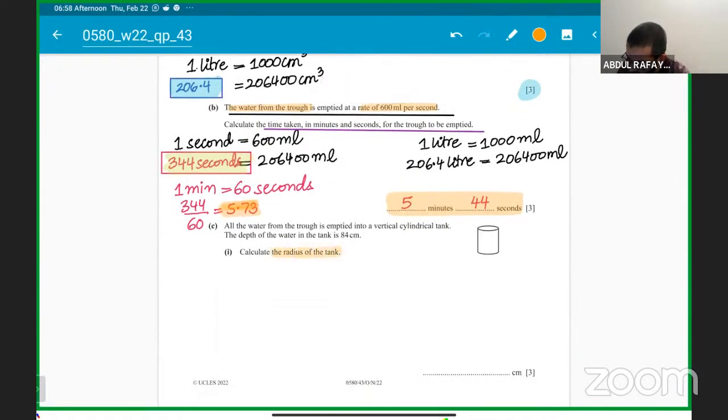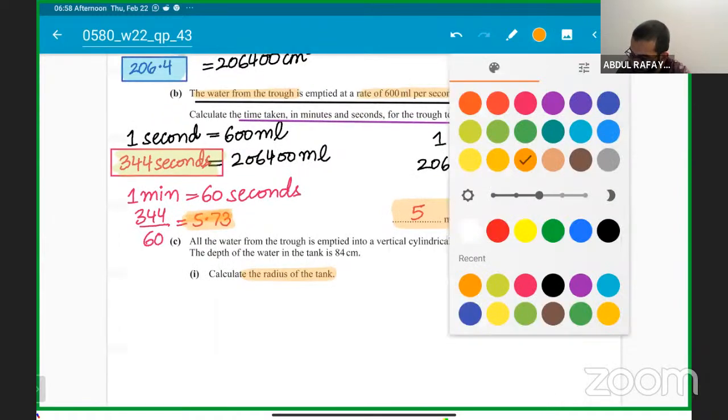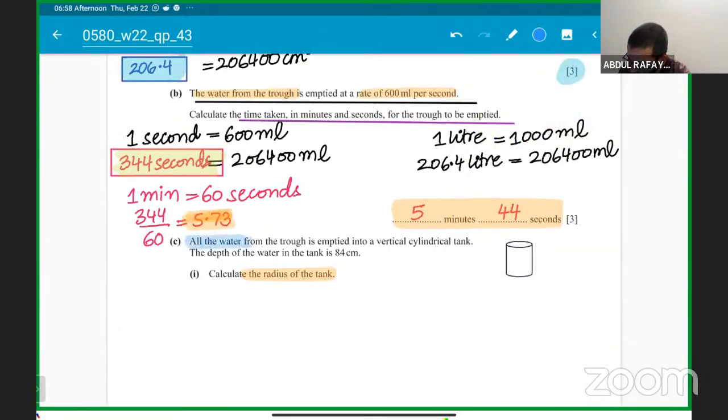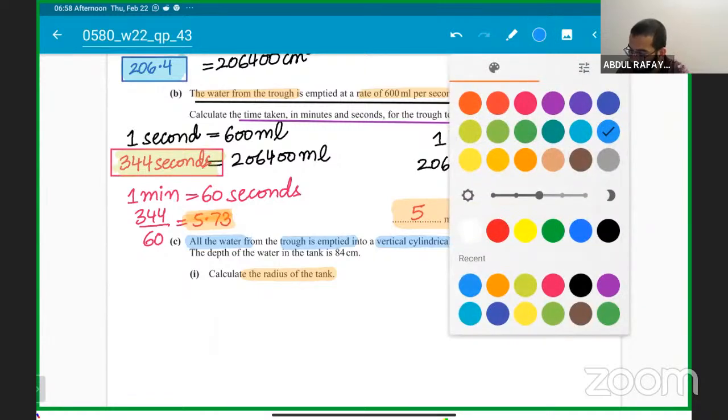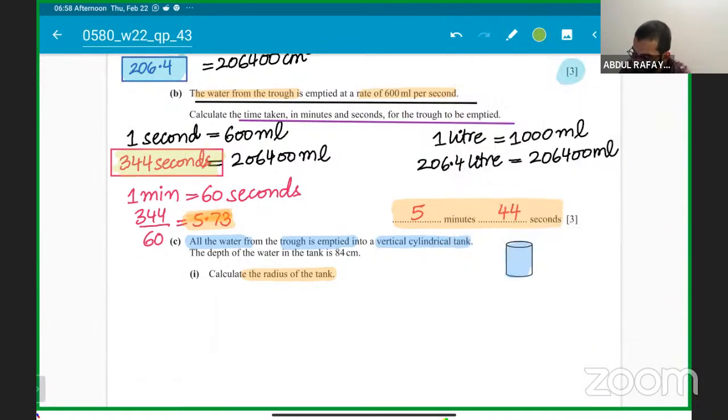Then, very simple. We have to calculate the radius of the tank. Why? Because all the water that we have from this tray is emptied into a cylindrical tank. All the water from the tray is entering this cylinder, and we can say that the cylinder is becoming full. The depth of the water, let's say, is coming only till here.